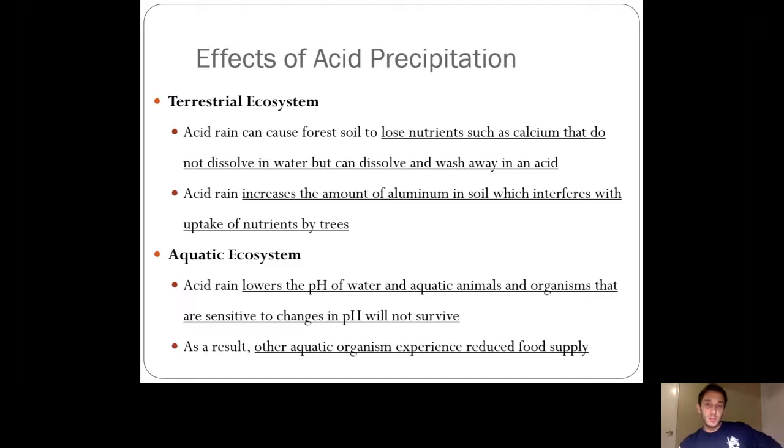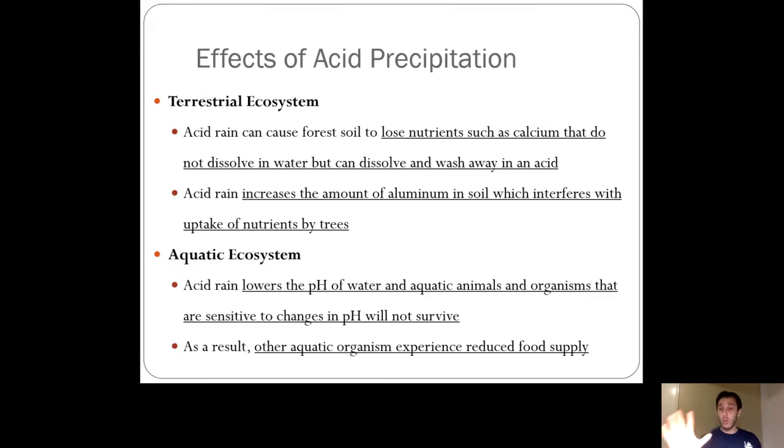There are a couple of things that can happen because of precipitation. On a terrestrial ecosystem, that is things that are living on land, acid rain can cause forest soil to lose nutrients such as calcium that do not dissolve in water, but do dissolve and wash away in acid. We as human beings need to ingest a small amount of calcium in our diets. You don't need a huge amount of calcium, but you need it. It's one of the many micronutrients that we need in our diets. Plants do too, animals do too. Usually calcium is found in the soil, and it makes its way into plants, and then animals eat the plants, and so they get calcium, and the plants get calcium, and everybody has calcium.